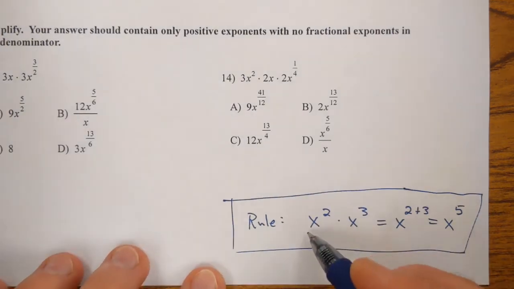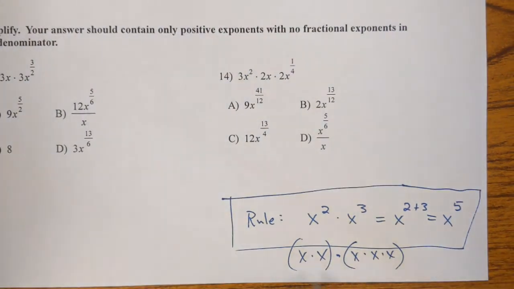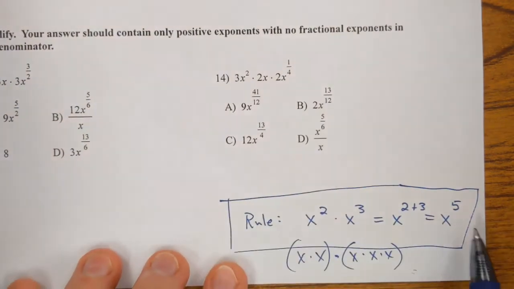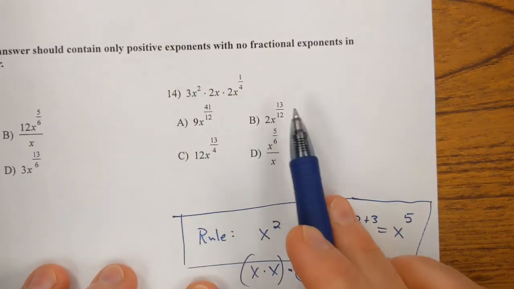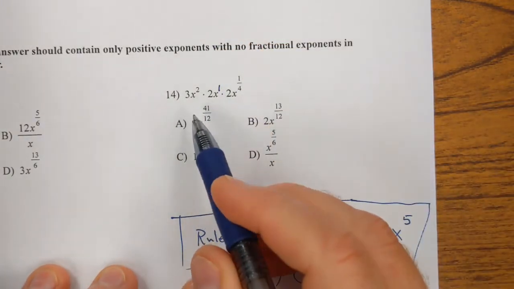Now this rule makes sense because x squared is just x times x. x to the third is just x times x times x. Well, multiply all those together, what do you get? You have 5 x's multiplied together. That's x to the fifth. So let's use this rule to help us with question 14. So I'm going to put a little 1 here next to this x. So we're going to start here.